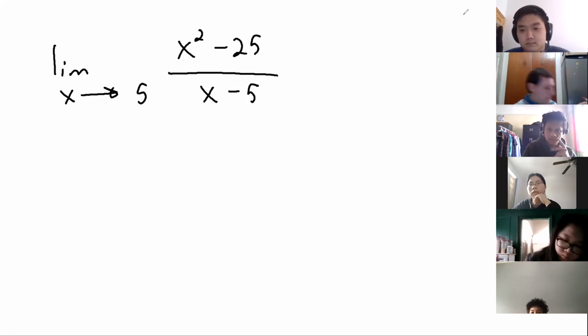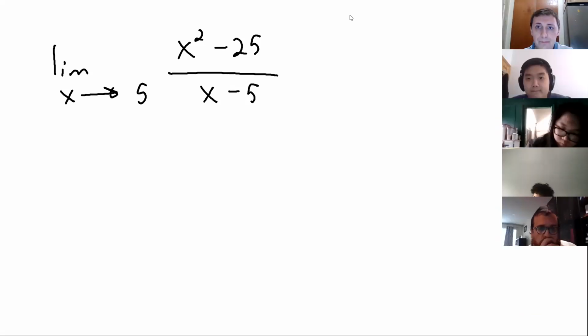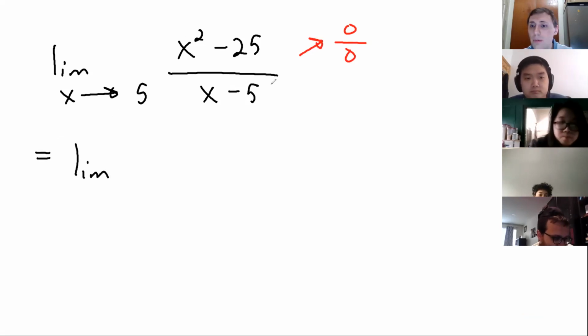All right. Let's solve it together, guys. Okay, so let's see what happens here. First of all, your first observation is that if you were to plug in 5, you would get 0 over 0, right? But that's not what we do. We don't plug in when we calculate limits. So we look at it. We know that if x approaches 5, the denominator approaches 0. Good? But it's not an actual 0.